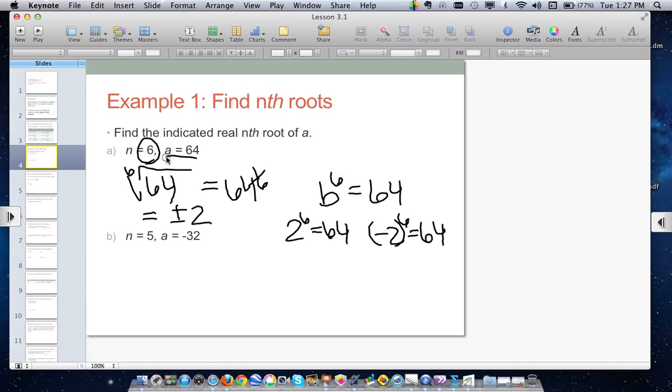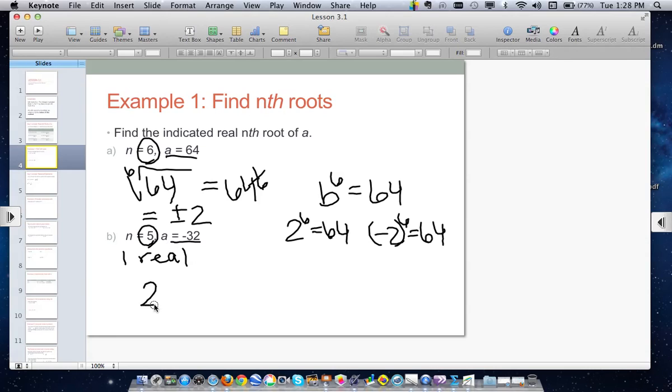Looking at example B, n is equal to 5 and A is equal to negative 32. Well, this is an odd number, so we already know that there's going to be one real solution. And then A is less than 0, so we know our answer is going to be negative.